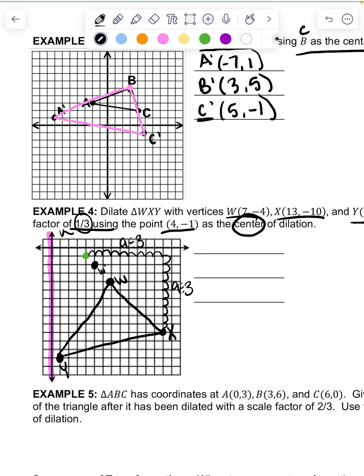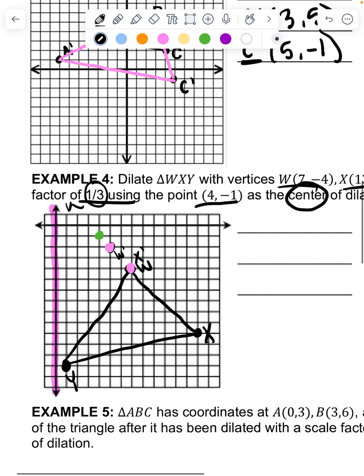Okay, notice how it lands right on top of W prime. That's okay. I'm going to use pink for this new image. Okay, that just means that X prime sits on top of W. That's okay. That can happen. All right, so last but not least, let me erase that work that we just did so it can get out of our way. Okay, I'm still using 4, -1, and now I'm going to count to Y.